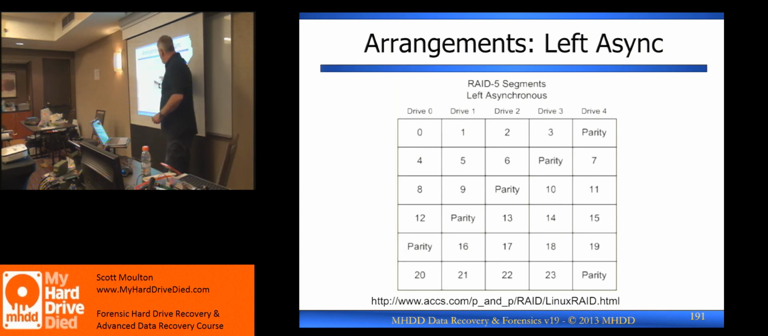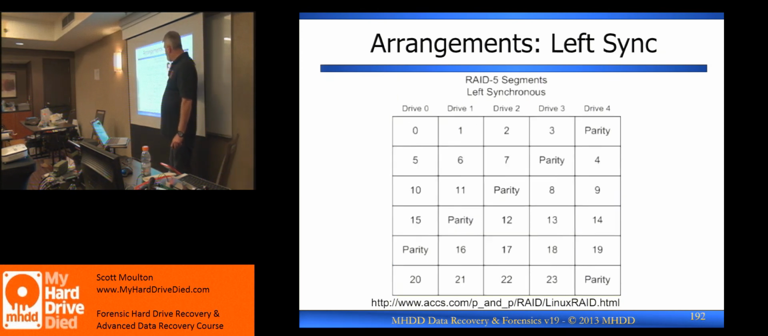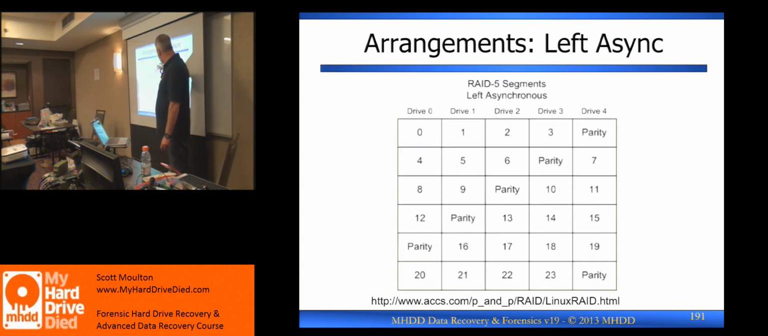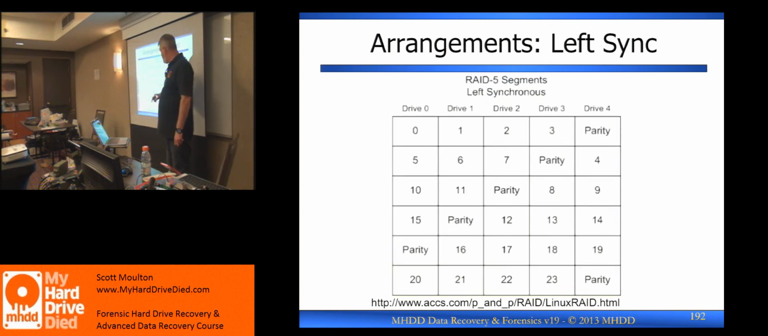So watch what happens. Here's my drive. 0, 1, 2, 3. So watch the count. 0, 1, 2, 3, and then parity, 4, 5, 6. And then 7 skips. And then 8 skips. So you got that over and over. Okay? Watch the next one. This is also left. The first one's left asynchronous. The second one's left synchronous.